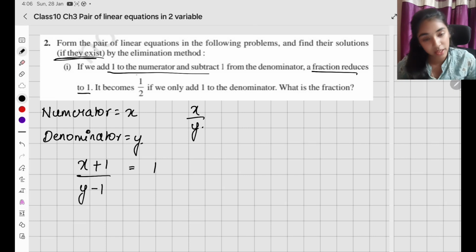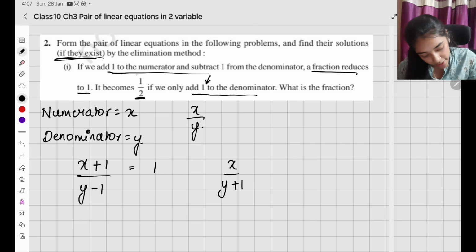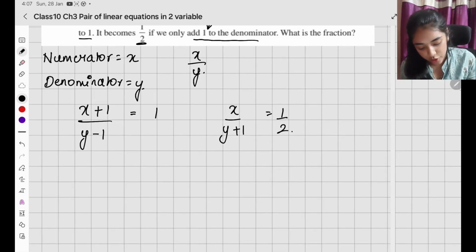So the fraction becomes 1. Okay, another thing: it becomes 1 by 2 if we add 1 to the denominator. So for the fraction x by y, if we add 1 to the denominator, the fraction becomes 1 divided by 2. So they ask, what is the fraction? Okay, so what am I going to do? I'm going to cross multiply.